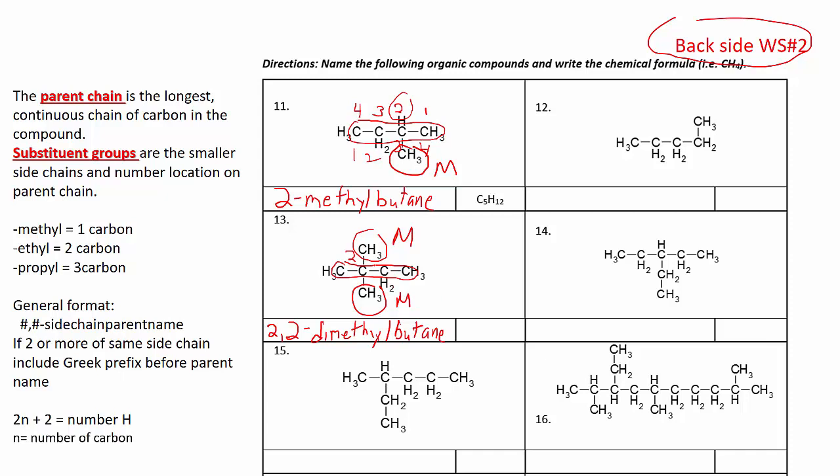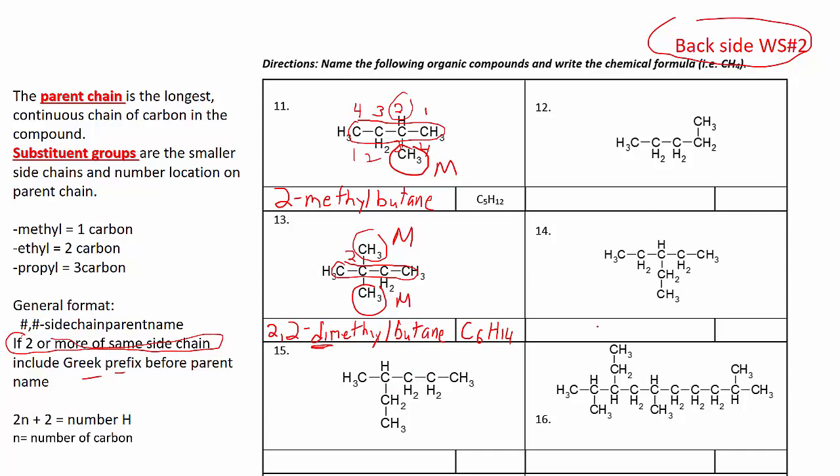So carbon-wise, 1, 2, 3, 4, 5, 6. So C6 times 2 plus 2, H14. So if we have 2 or more of the same side chain, that's where we get that Greek prefix. That's where that di from dimethyl came from.